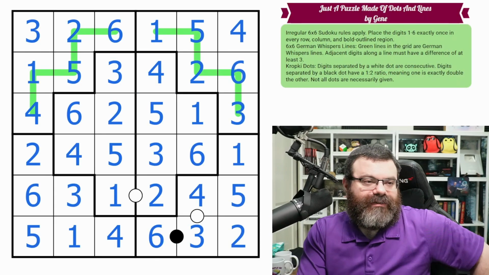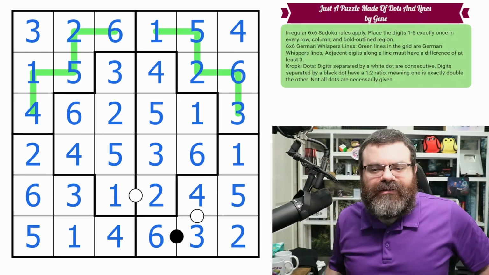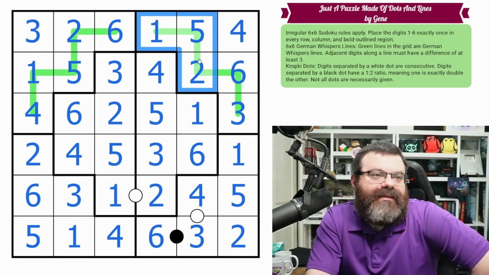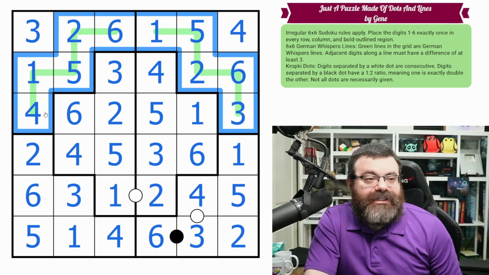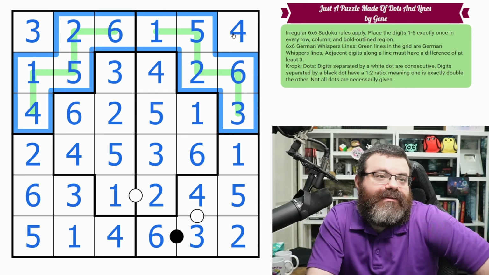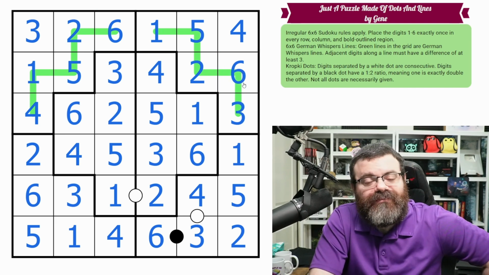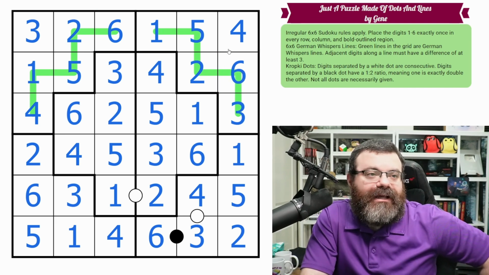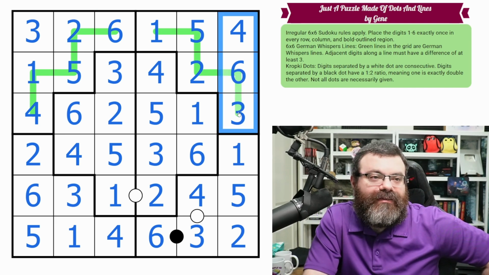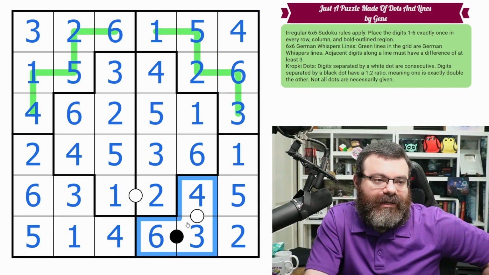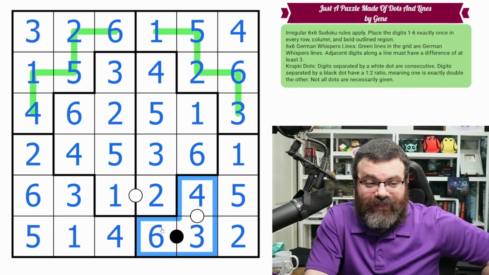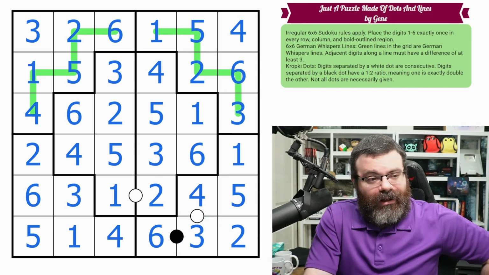All right, neat puzzle, Gene. I liked the logic there, the regular logic, the way that these German whispers kind of linked together, and how the 3-4 had to get shoved into these corners, but they were different colors. That was really neat. I enjoyed that. And then this step here, where the 3, 4, 6 had to end up here, and the dots told us how that resolved.